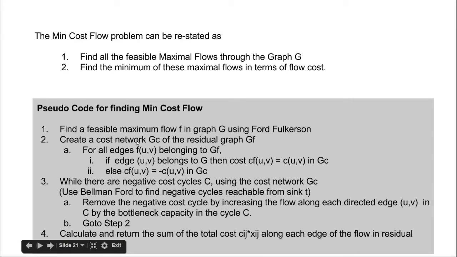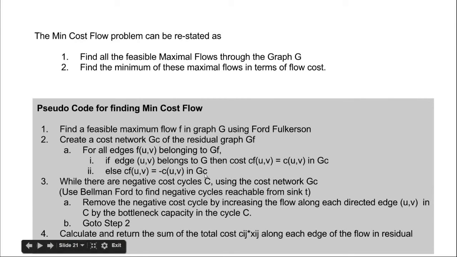Then create a cost network. Create a cost network GC of the residual graph GF. For all edges (u,v) belonging to GF, if edge (u,v) belongs to G, then the cost C of (u,v) equals Cuv in GC. That is, for all the forward edges in the residual graph, we keep the cost as is. We remove the capacities and replace them by costs. For the forward edges, we keep the cost as is. For the reverse edges, else the cost is equal to minus Cuv in GC.